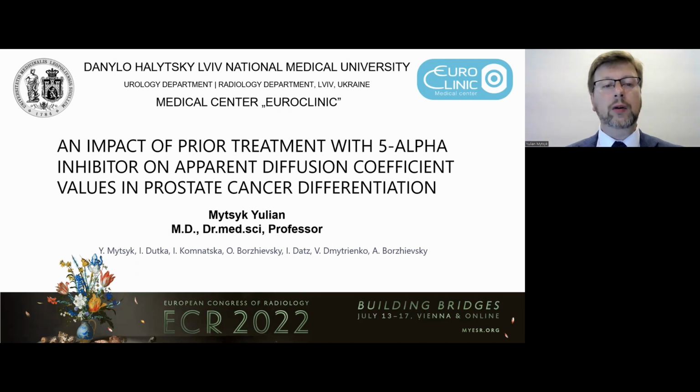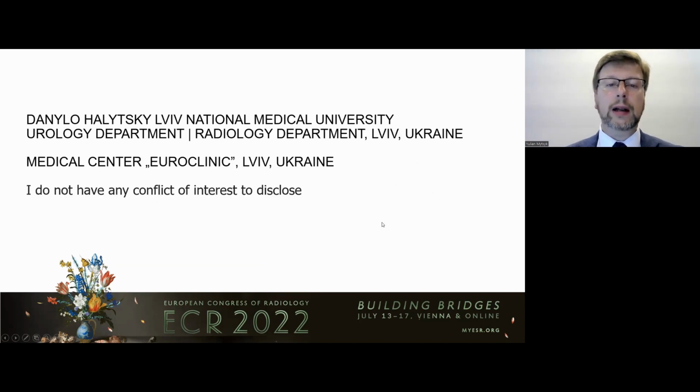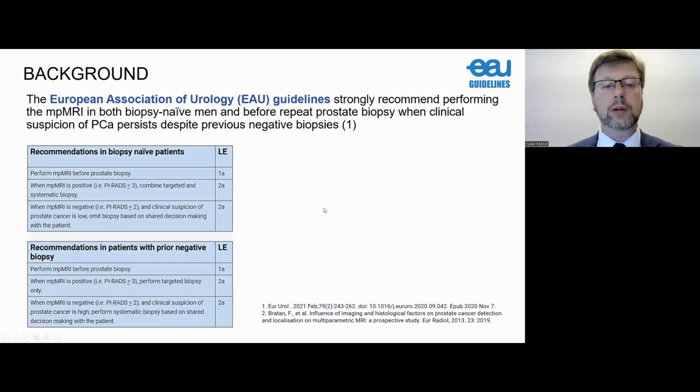Our work was dedicated to the impact of prior treatment with the 5-alpha inhibitor on apparent diffusion coefficient values in prostate cancer differentiation. This work comes from the Lviv National Medical University, Urology and Radiology departments in Ukraine, and also from Medical Center Euroclinic. I don't have any conflict of interest to disclose.